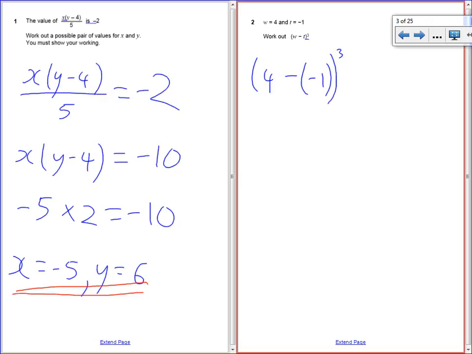Remember, 4 subtract negative 1 is the same as 4 add 1. So that means what we're doing is 5 cubed. 4 add 1 is 5. And then we're cubing: brackets first, and then the indices. 5 cubed is 5 times 5 times 5. It's 125.